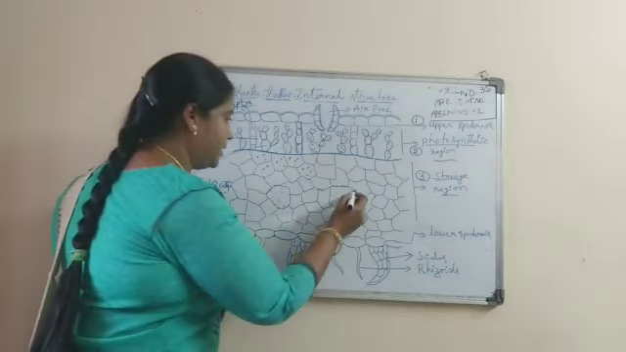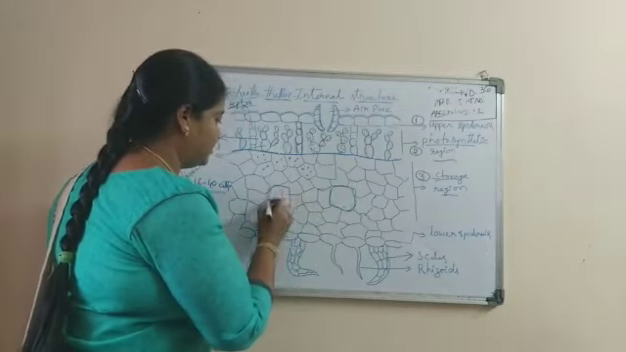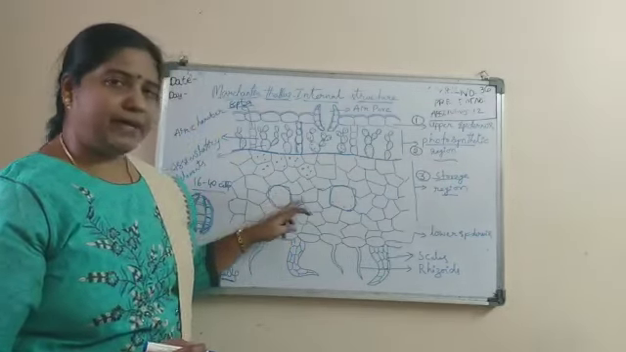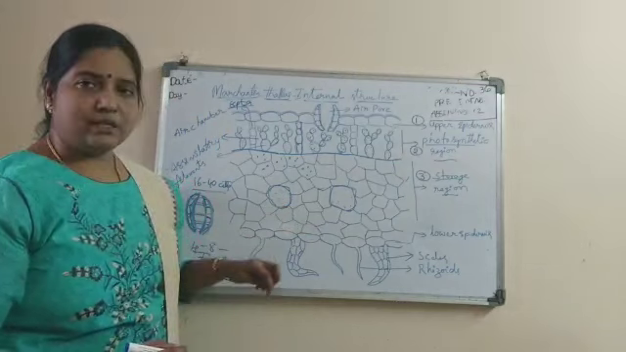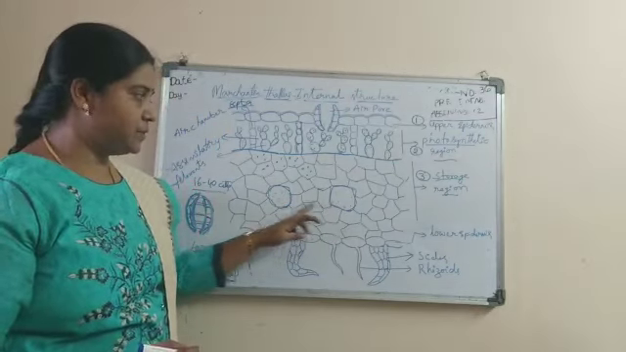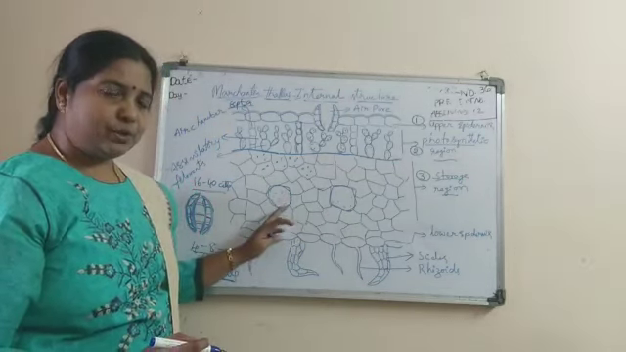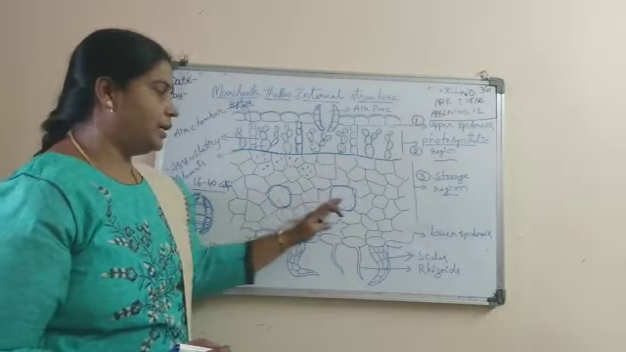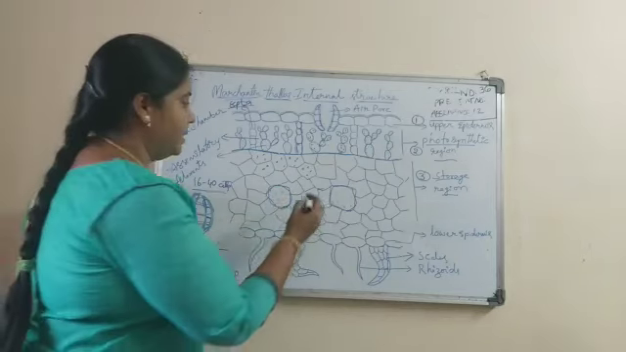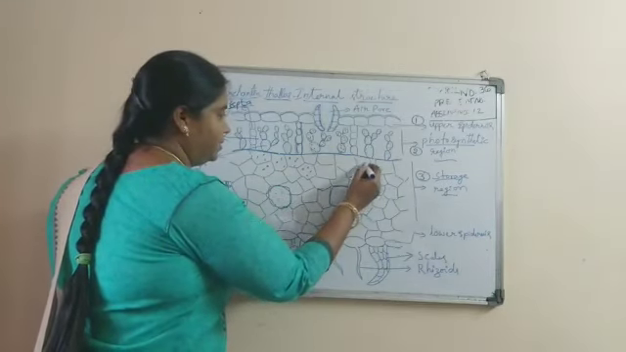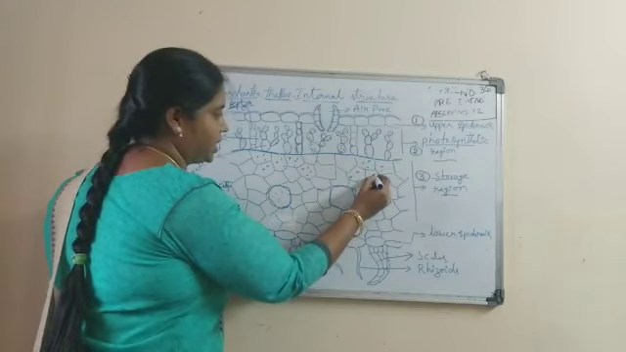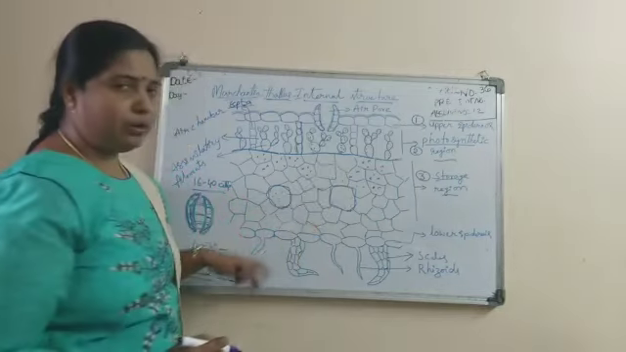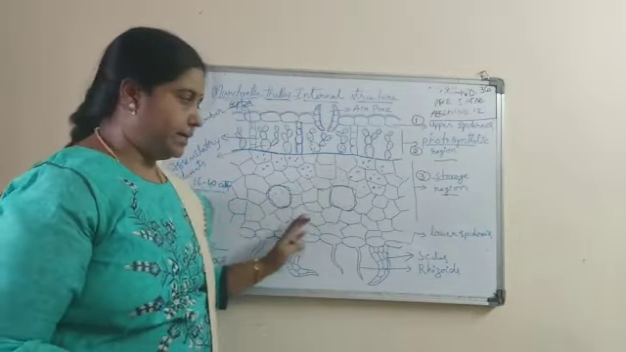And here and there are some large cells present which contain oil droplets or mucilaginous material. Some of the cells are larger in size and contain mucilaginous material or oil droplets. And the remaining cells have less chlorophyll and more starch grains.